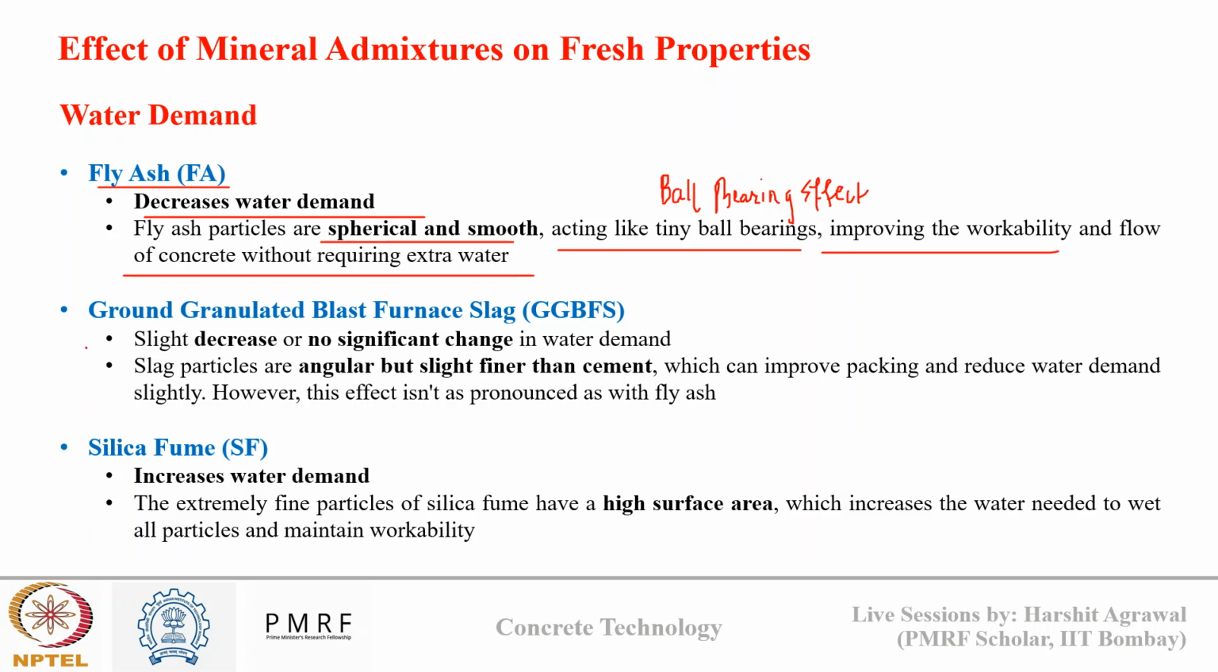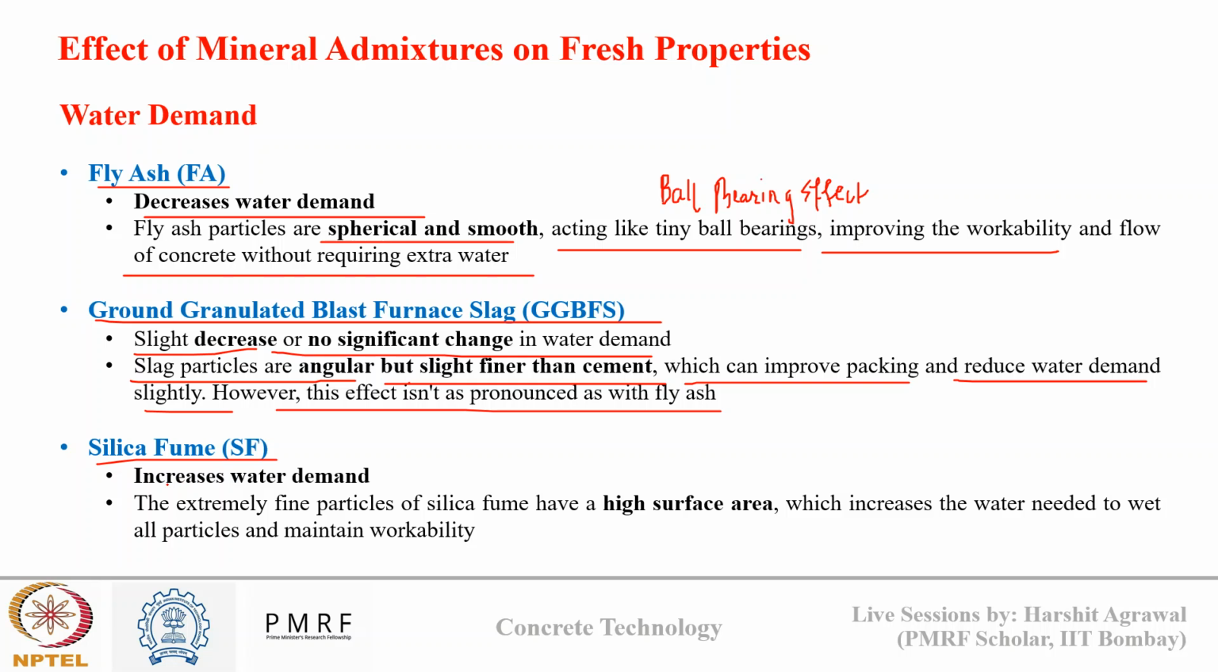We have ground granulated blast furnace slag, which can slightly decrease or show no significant change in water demand. Why? Because slag particles are angular but slightly finer than cement. So it shows improvement in packing and reduces water demand slightly. However, this effect is not very pronounced as compared to fly ash. In ground granulated blast furnace slag, there is no significant effect on the water demand.